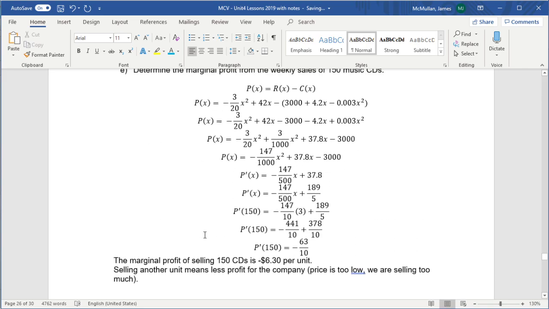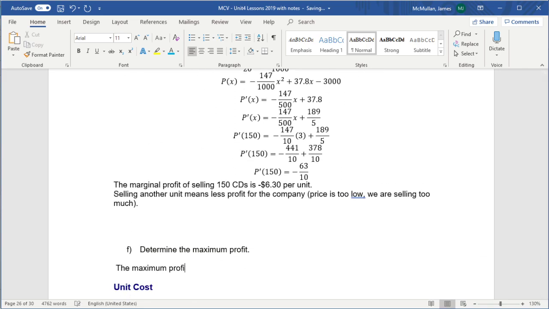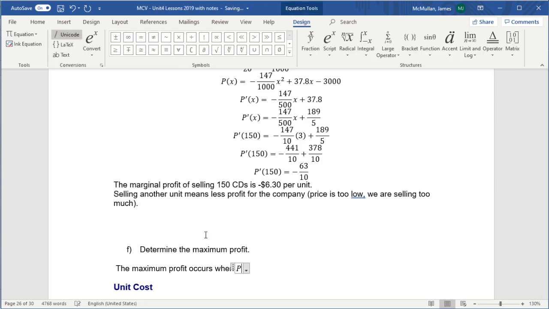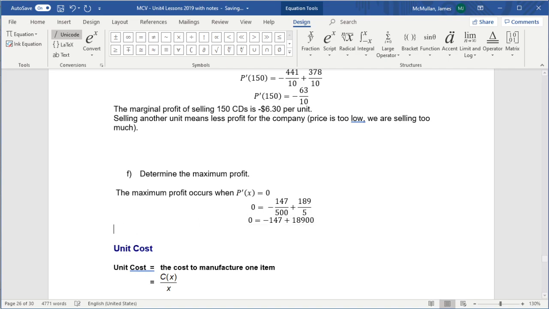Determine the maximum profit. Okay, now the maximum profit occurs when P prime of x is equal to 0. So let's go back to our derivative of profit. We had negative 147 over 500 x plus 189 over 5, equal to 0. So we multiply everything by 500, we get 0 equals negative 147x plus 18900.